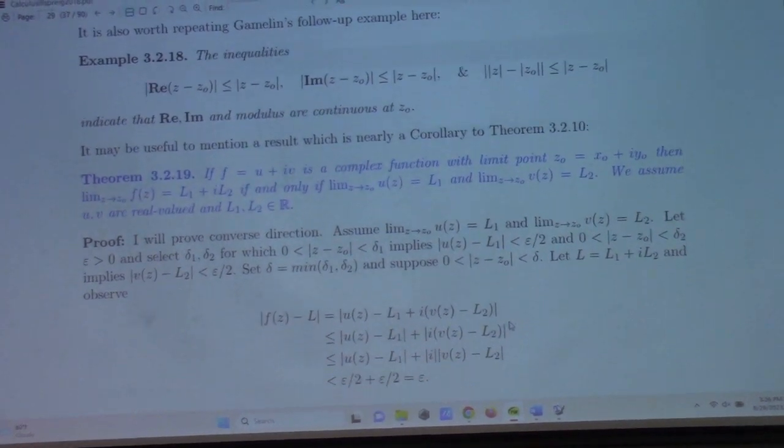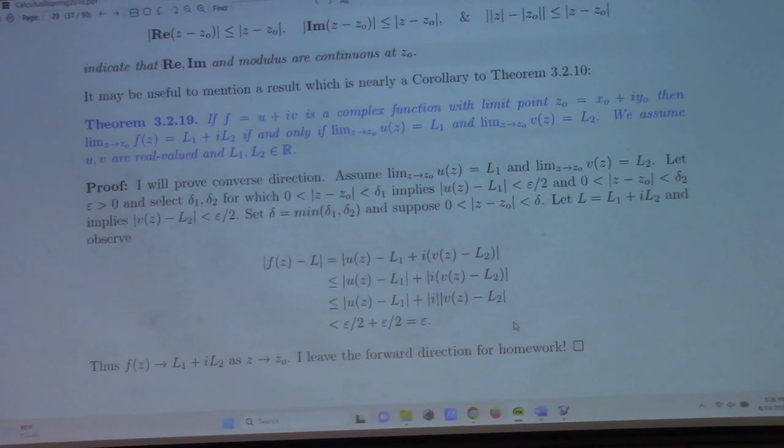Although first I'm supposed to look at this. I should probably mostly look at this.